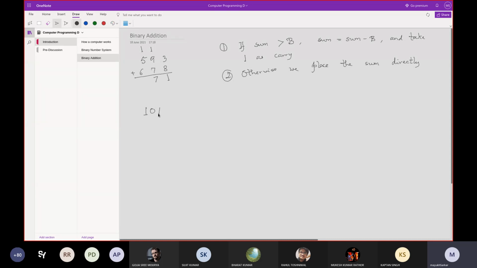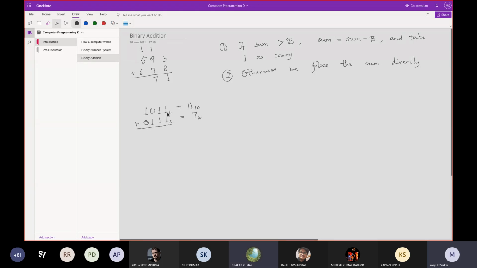Suppose I am going to add 1 0 1 1 and say 0 1 1 1, and I am going to add them. First of all, let's look at what is their decimal equivalence. 1 0 1 1, this is 1 plus 2 plus 8, so this is 11 in decimal, and this is 1 plus 2 plus 4, 7 in decimal. Okay, now let's add them. Add these two numbers in binary.